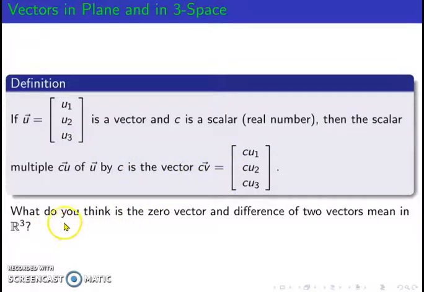So I have a question here. What do you think is the zero vector and a difference of two vectors in R cubed? So ano ba yung zero vector at ano yung difference ng two vectors in R cubed?